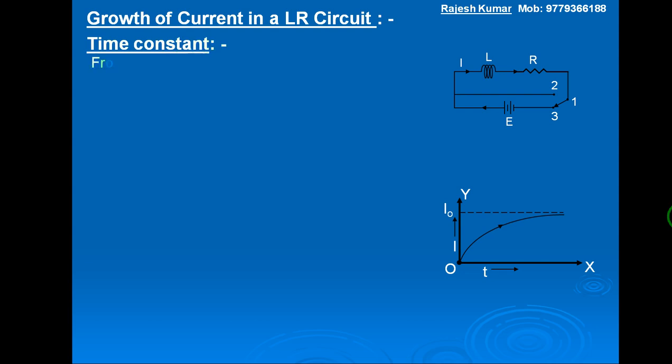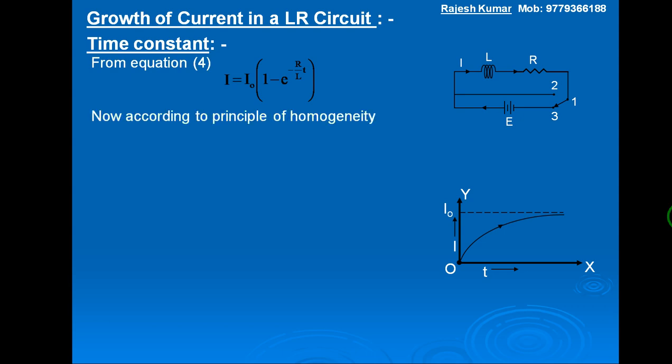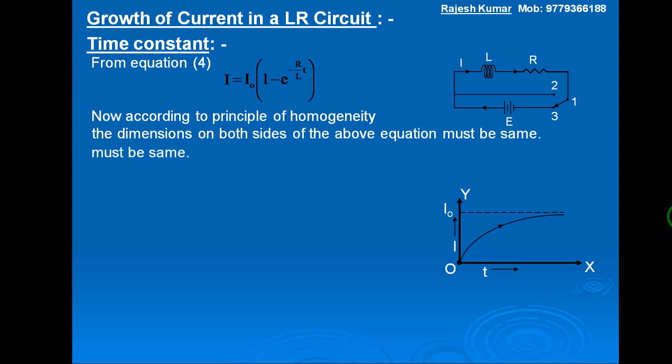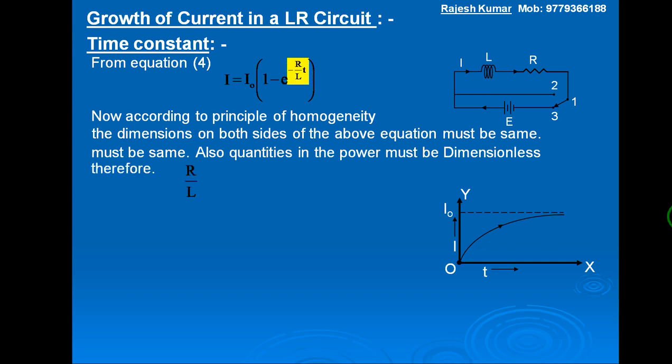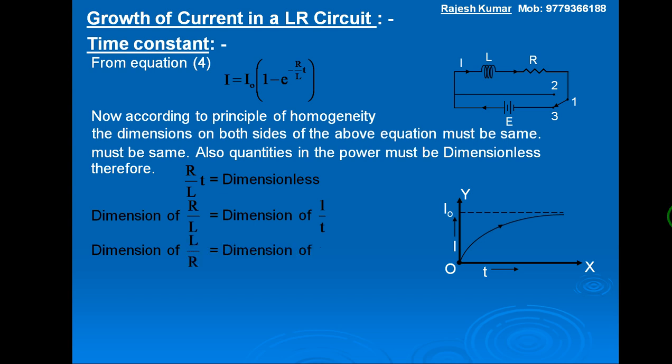Now, time constant. From equation number 4, I is equal to I naught into 1 minus e to the power minus R upon L into t. According to the principle of homogeneity, the dimensions on both sides of the above equation must be the same. Also, quantities in the power must be dimensionless. So R upon L into t is dimensionless, or dimensions of R upon L is equal to dimensions of 1 upon t, or dimensions of L upon R is equal to dimensions of time. So the dimension of L upon R is the same as that of time.